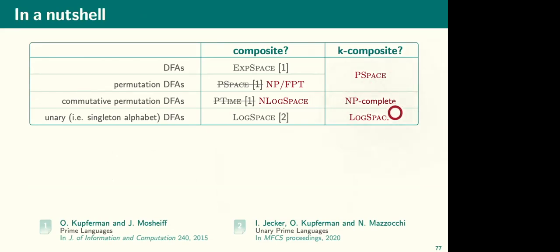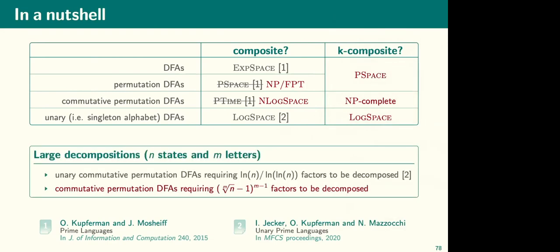I did not provide the proof of NP-hardness, which actually relies on large decompositions. Last year, with Orna and Ismael, we provided an infinite family of composite DFAs such that each DFA requires to be decomposed into a logarithmic number of factors with respect to its size. Now, we are able to provide a polynomial lower bound for commutative permutation DFAs. Yet, the family that we exhibit in this paper requires polynomially many factors, but those factors are small enough to keep the size of the decomposition beneficial.